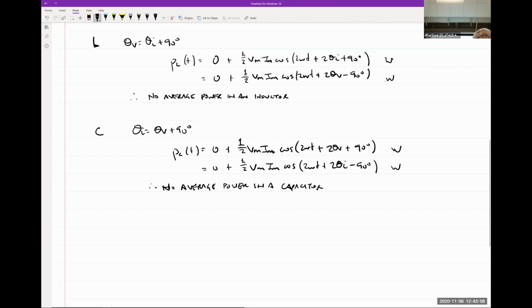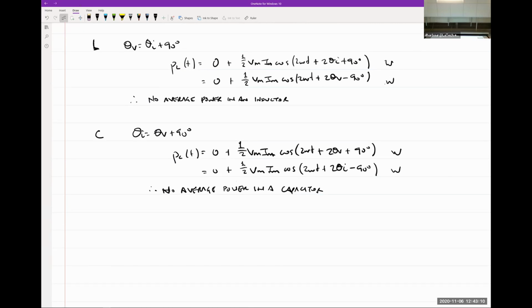Okay. That's 0 plus at the beginning. Say again, I'm sorry? Is that 0 plus at the beginning of each of these formulas? Okay. Yes, that's the average power. Yes.